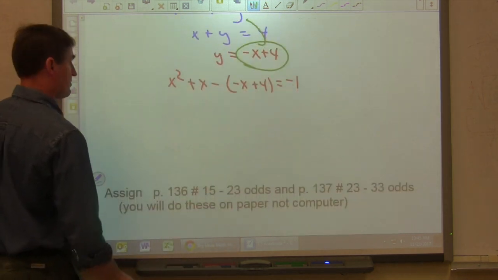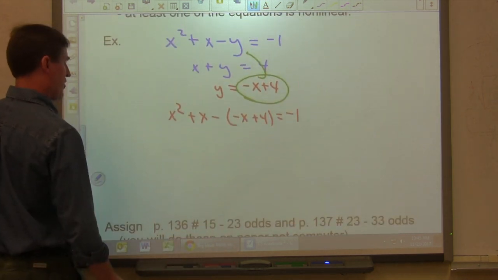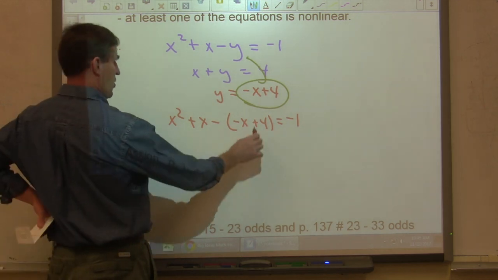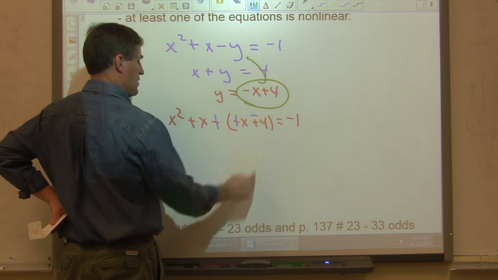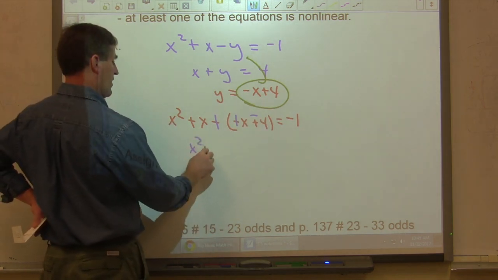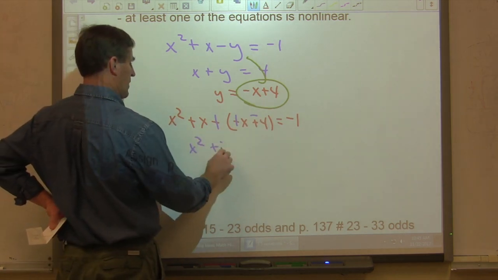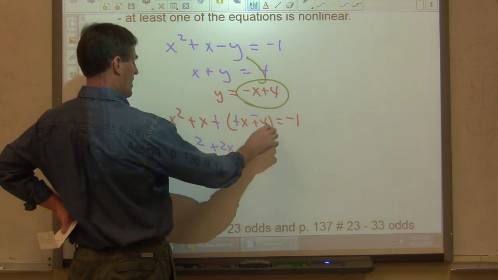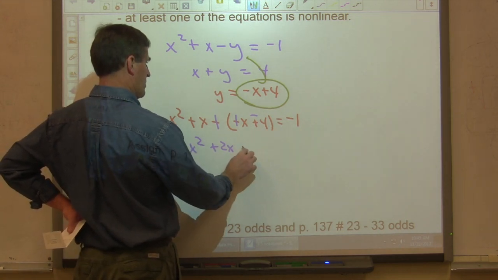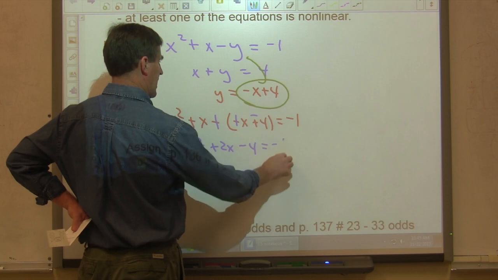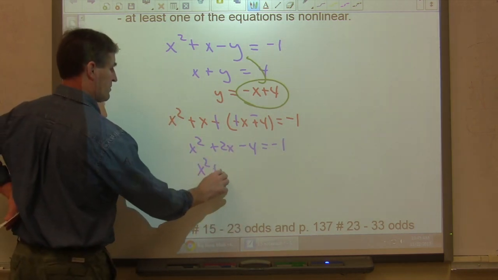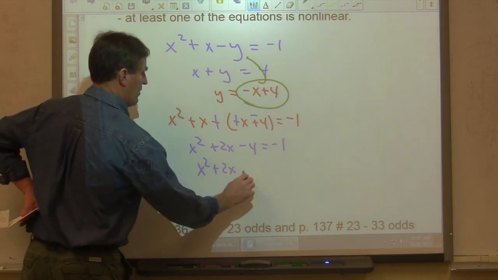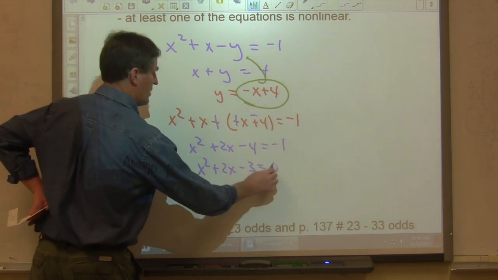Then I would go ahead and solve this. So I'm going to distribute this negative sign, change it to addition, change both. And so I get x squared and x plus x would be 2x. And then I get -4 equals -1. It's a quadratic, so I'm going to set it equal to 0. So I'm going to add 1 and get -3.